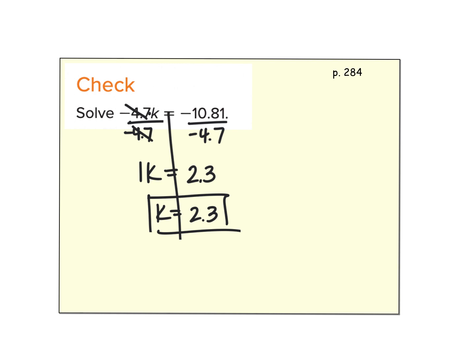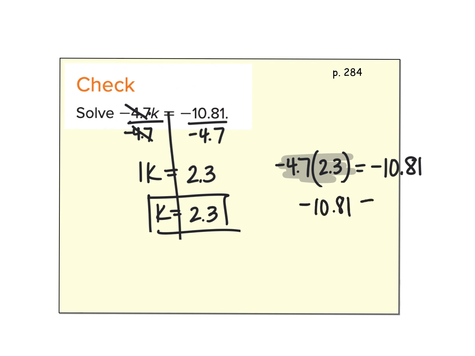There is my solution. Again, we can check that. We can say, okay, here's my original problem, negative 4.7 times 2.3. Does that equal negative 10.81? Well, if you were going to check it, you would type this in first. You would just times those two. So I'm grabbing my calculator. I'm checking. A negative times a positive is a negative. 10.81 equals negative 10.81. My equation is balanced. If this was a scale, it would be level. So I am correct.